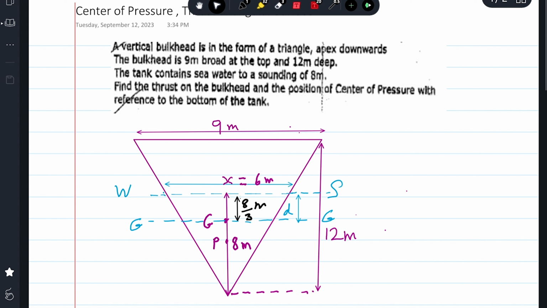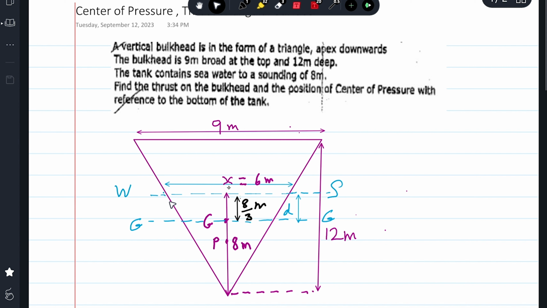So in this question, for center of pressure and the thrust, we are only interested in the area of the bulkhead which is immersed in the water, which is below the water level. The total area of the bulkhead is of no consequence, only the area below the water level. So this is a diagram. This is the 9 meter broad base of the triangle and the depth is 12 meters.